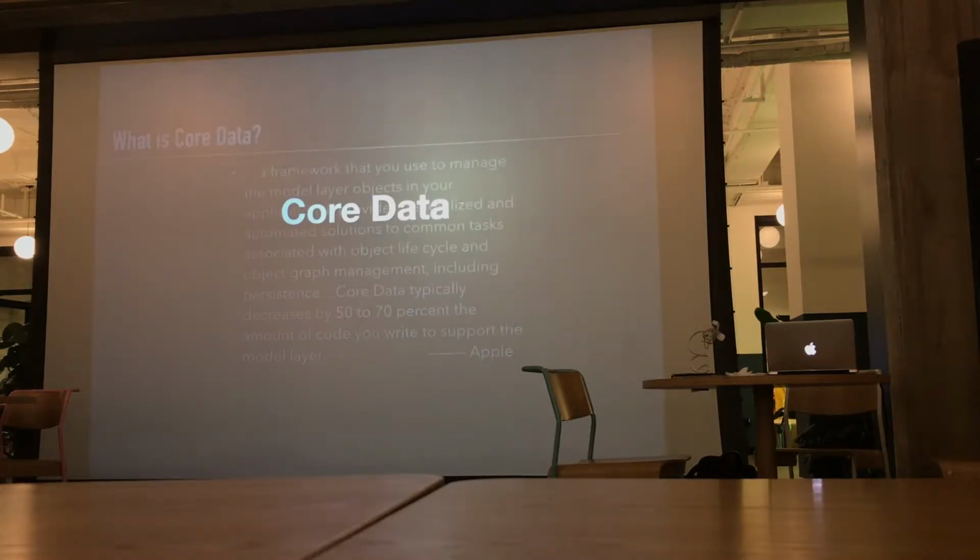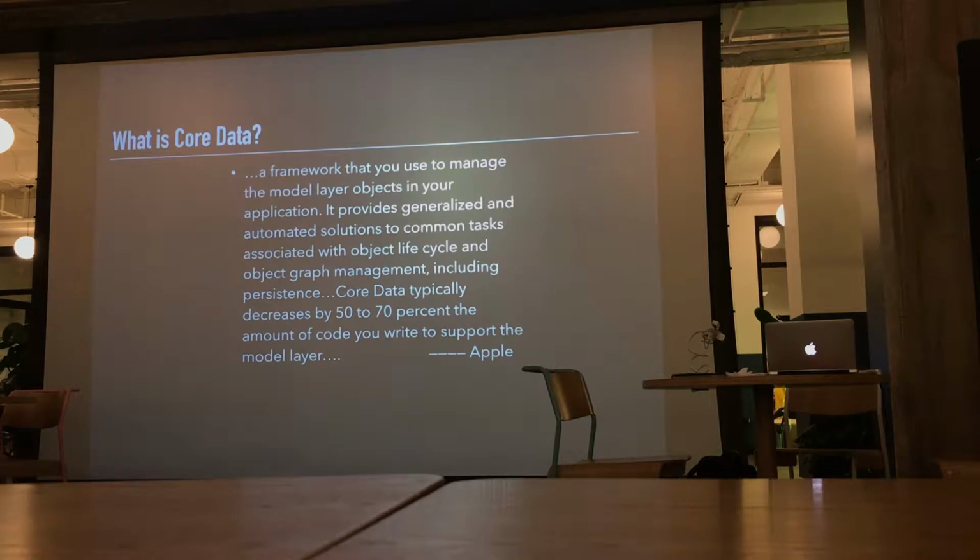So what is Core Data anyway? This is Apple's definition. It's a bit long, I'll just read it for you. Core Data is a framework that you use to manage the model layer objects in your application. It provides generalized and automated solutions to common tasks associated with object lifecycle and object graph management, including persistence. Core Data will typically decrease by 50 to 70% the amount of code you write to support the model layer. I know it's long, but generally speaking, if you use Core Data, you can handle data persistence very efficiently on iOS. It's a powerful framework.